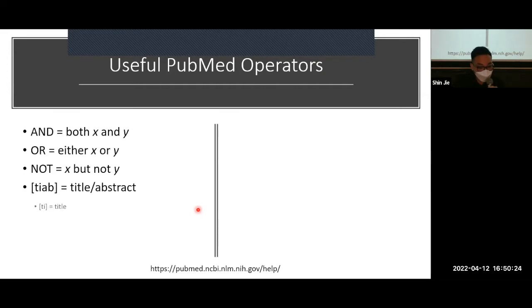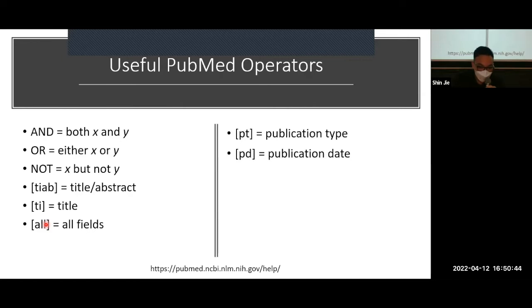TIAB is title/abstract. TI is title only. All is all fields. This is not important because if you don't put any PubMed operator, it's all fields by default. PT is publication type. You can put review, you can put clinical study, you can put observational study. There are different publication types, you can look them up. PD is publication date. TA is journal, which is quite useful, even for hunting for journals to submit to. I will show how I use TA later. LA is language, AU is author. Not that useful, but still good to know.